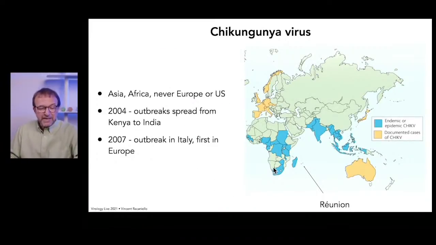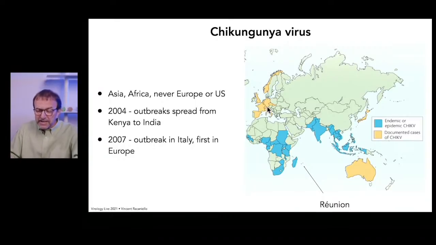Originally found mainly in Africa and Asia, never in Europe, never in the U.S. However, in 2004, the virus began to spread, initially from Kenya to India, and then the first outbreak in Italy in 2007. And a major outbreak of chik was on the island of Réunion early on, where it had never been seen before, and as it's a French island, many of those travelers brought the virus back to Europe.